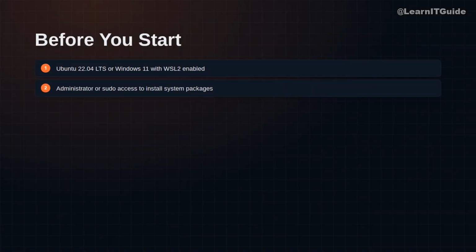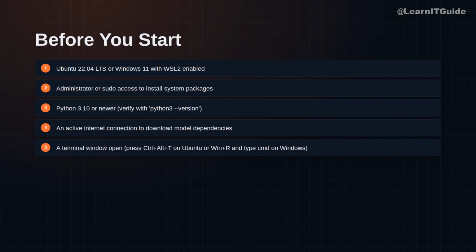Before we start writing code, you need to ensure your environment is ready. First, you need Ubuntu 22.04 LTS or Windows 11. You will need administrative or sudo access to install libraries. Verify that Python 3.10 or newer is installed by running the version command in your terminal. Ensure your terminal is open and ready. If you are missing these, pause here and set them up because we are moving straight into the implementation.